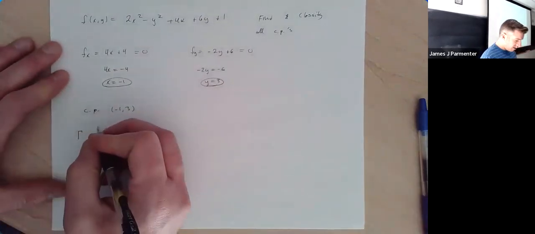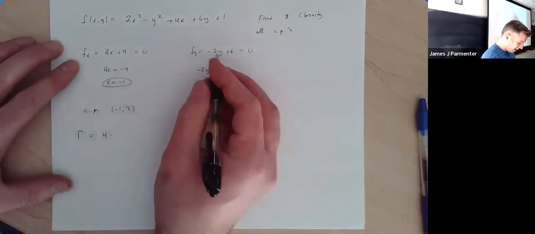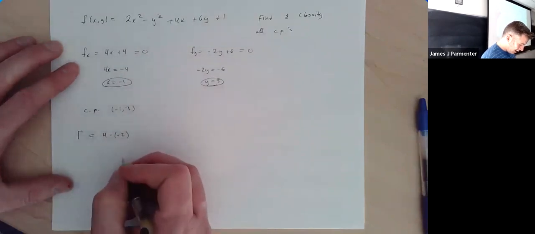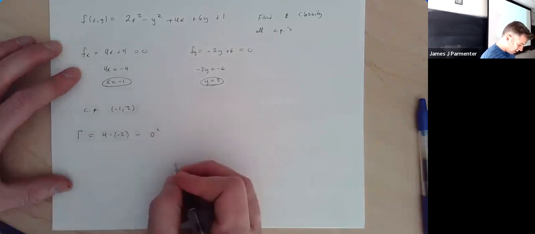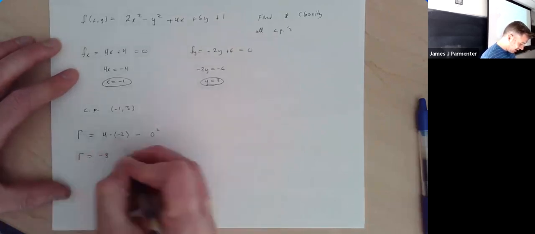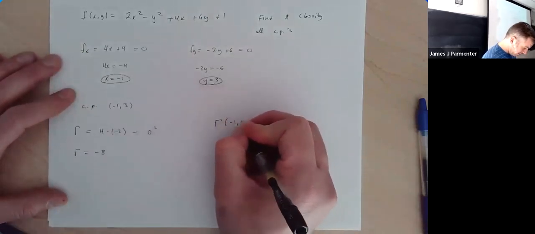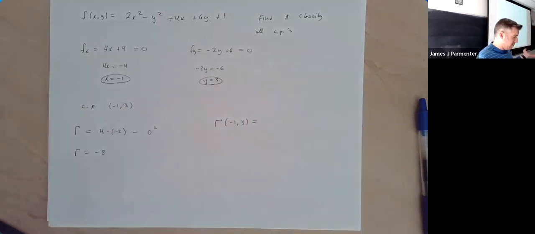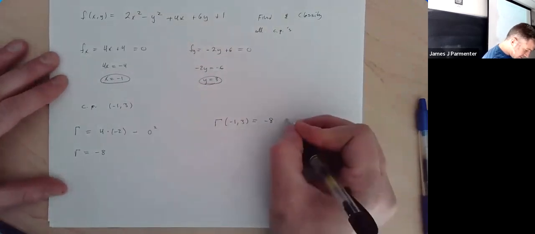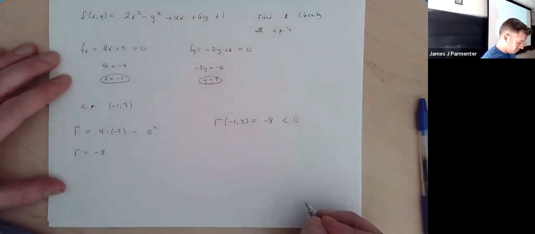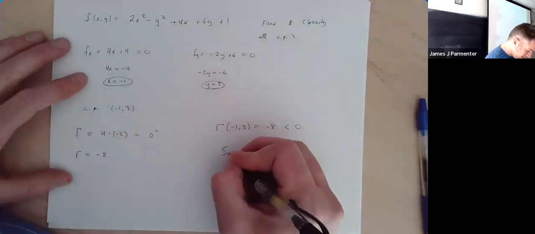And then plugging it into the gamma is not so terrible. In fact, interestingly here, fxx is going to be 4, fyy is going to be -2, and fxy is going to be 0 squared. So gamma everywhere is equal to -8. So gamma at this particular point, it feels kind of silly, but there's nowhere to plug in the -1 and the 3, right? We just get gamma of -1, 3 is -8, which is negative. So we have what? Saddle point. Saddle all day long.